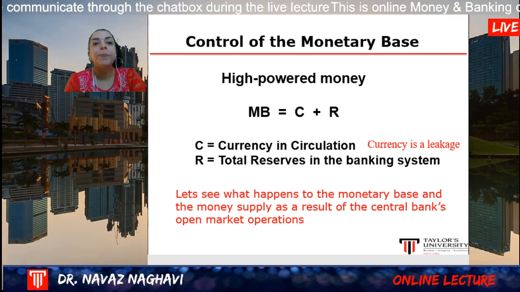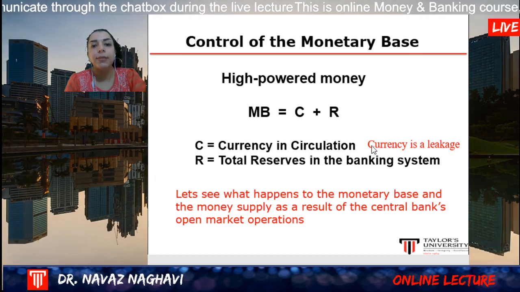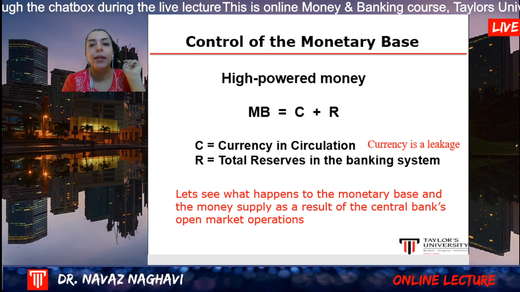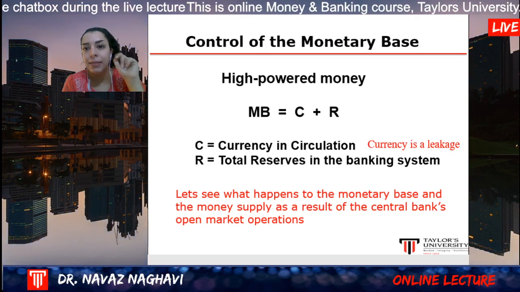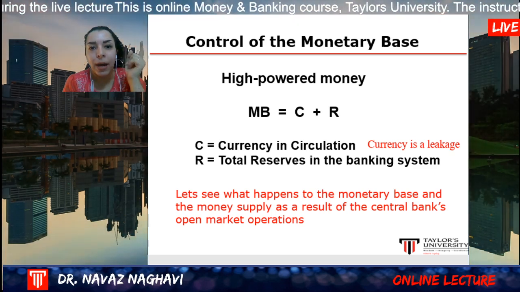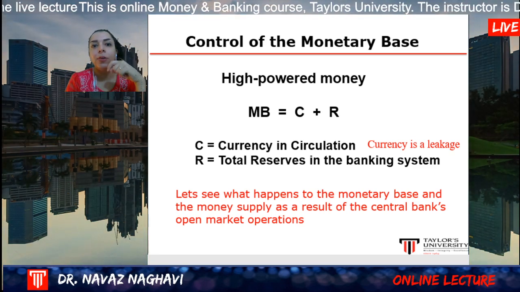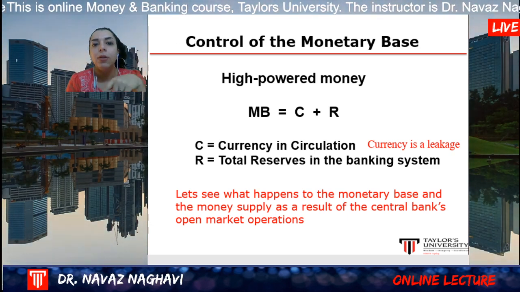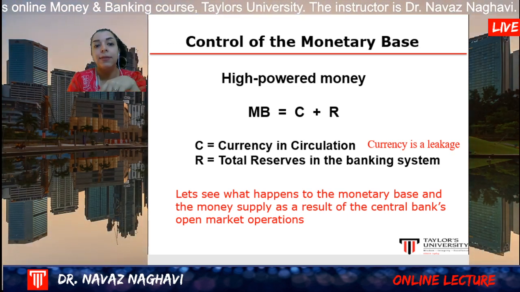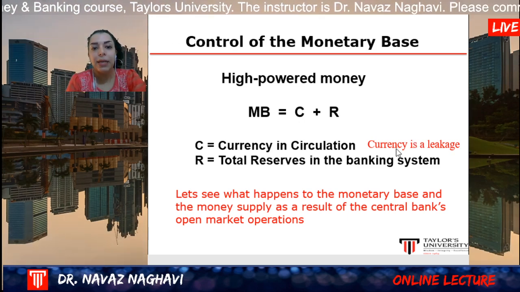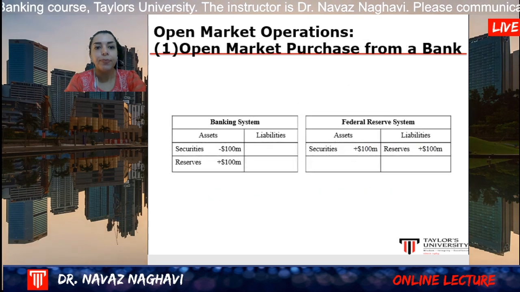So that's why in this topic, we want to discuss that holding the money in the form of cash is a kind of leakage from the banking system. And that's one thing that we don't advise. That's why normally we prefer to deposit our money in the banking system. You're going to see the reason. And that's why normally currency is known as being a leakage into the system.